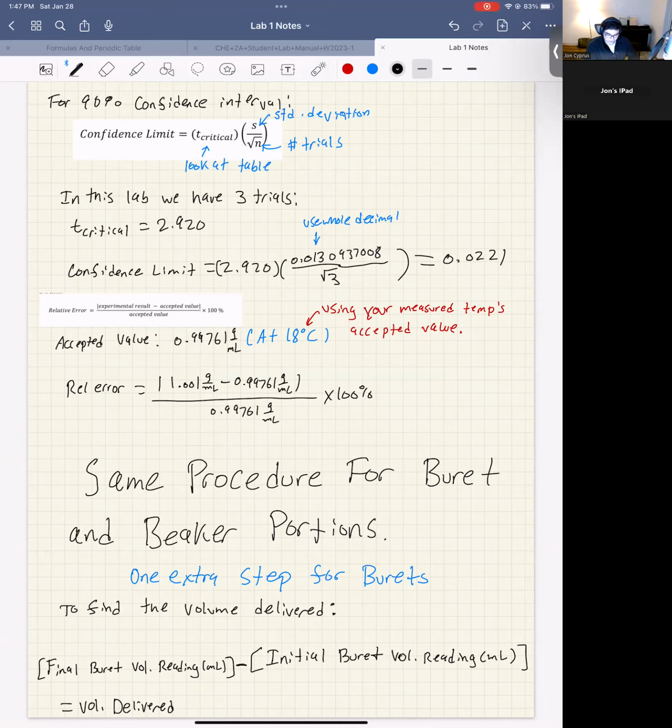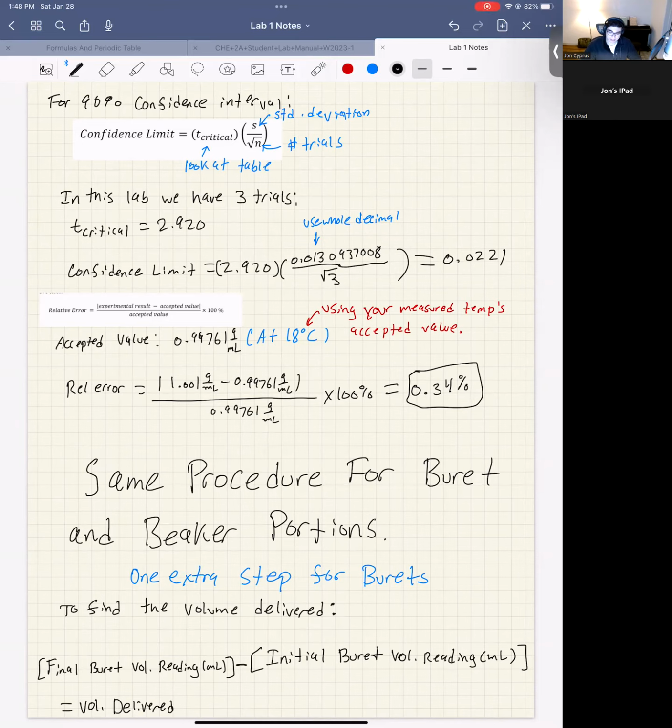Again, you would use unrounded numbers here. So whatever unrounded numbers you have, please use those. So I end up getting 0.34%. That is very close. So I made my numbers up. That is it. Same procedure again for all of these. For the burette, you have one extra step, but it's the same thing, so I'm not going to go through all of them.